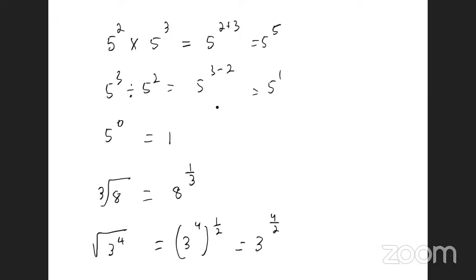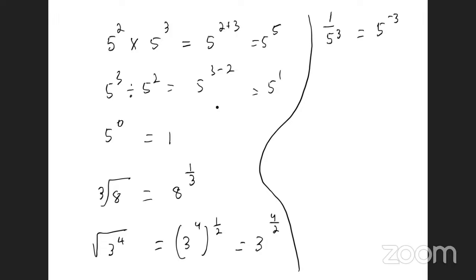What about if we had 1 over 5 to the power of 3? How do we write 1 over 5 to the power of 3? Right? 5 to the negative 3. Okay? So it's important that we understand and remember all those rules. Those are some of the indices rules.